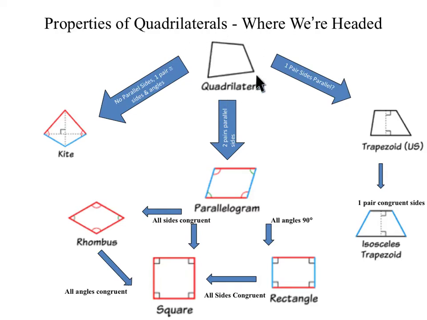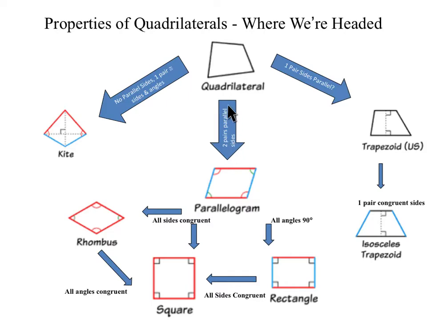First of all, we can have a general quadrilateral which is just any random four-sided figure, okay? And then we need to look at this random four-sided figure and see, do we have parallel sides? If we have one pair of sides that's parallel, it could be a trapezoid, or even an isosceles trapezoid, okay? If we have no sides parallel, but we do have one pair of congruent sides and one pair of congruent angles, then it would be a kite.